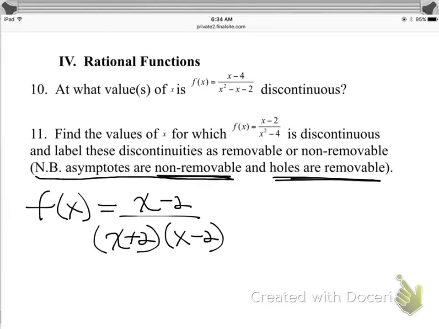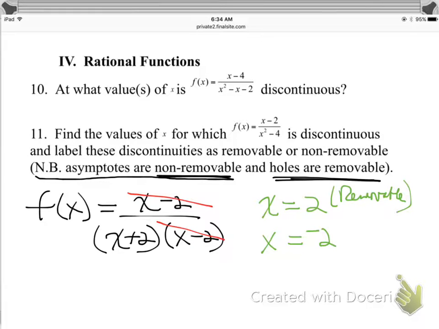Here's my factored form. What I'm noticing is that I can cancel this x minus 2 with this x minus 2. That tells me that I have a removable discontinuity at positive 2. So here is my answer. I have two discontinuities. One is at x equals 2, and one is at x equals negative 2. Where x equals 2, that is removable, so you would indicate removable. Where x equals negative 2, that is not removable.